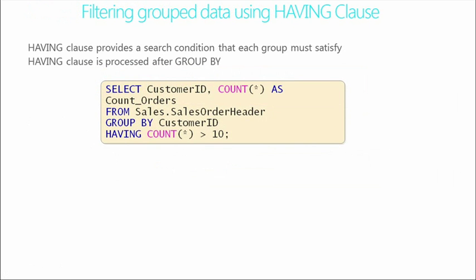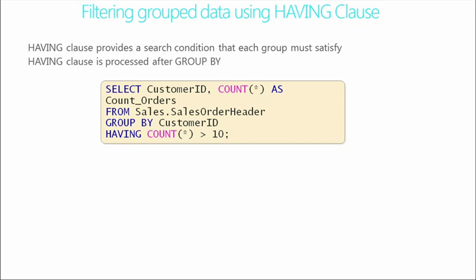The HAVING clause provides a search condition that every group in the GROUP BY clause must meet, and it's processed after the GROUP BY. So what we're going to do is select customer ID and do a COUNT as count orders from the sales order header table. We're going to group by customer ID, and then once that group is created for each customer ID, HAVING a count greater than 10. So if we have less than 10, we don't want to really see much about that customer.